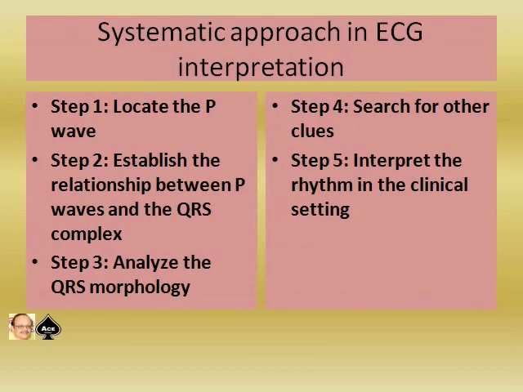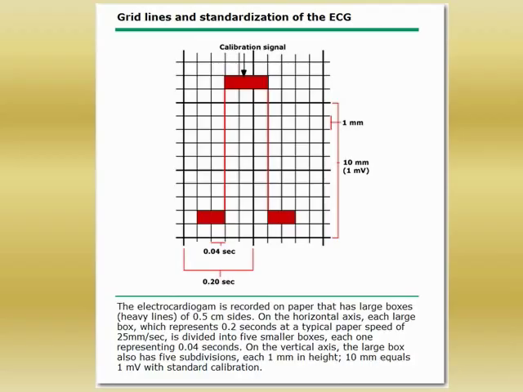So in the systematic approach in the ECG interpretation, the important steps are: one is to locate the P wave, then establish the relationship between the P wave and the QRS complex, then analyze the QRS morphology, then search for any other clues and interpret the rhythm in the clinical setting. Now let us go to the details.